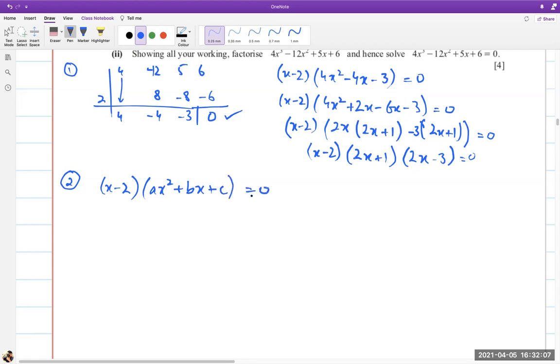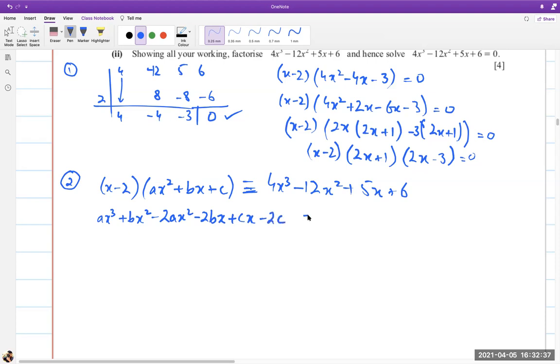क्योंकि मुझे तीन फैक्टर्स तो चाहिए ही चाहिए ना, तो इसका मतलब है कि एक क्वाड्रेटिक फैक्टर है और एक लीनियर फैक्टर है, और इसको मैं आइडेंटिकल कर देता हूँ दूसरी इक्वेशन, 4x cubed minus 12x squared plus 5x plus 6. So once I do that, I will obviously expand this side, so that leaves me with ax cubed plus bx squared minus 2ax squared minus 2bx plus cx minus 2c, and that is identical to this side, 4x cubed minus 12x squared plus 5x plus 6. You just have to be good at algebra to get this right.